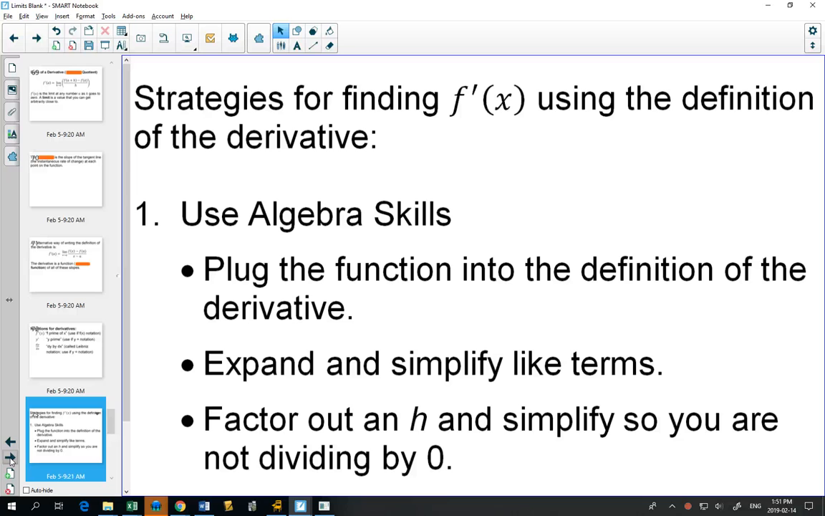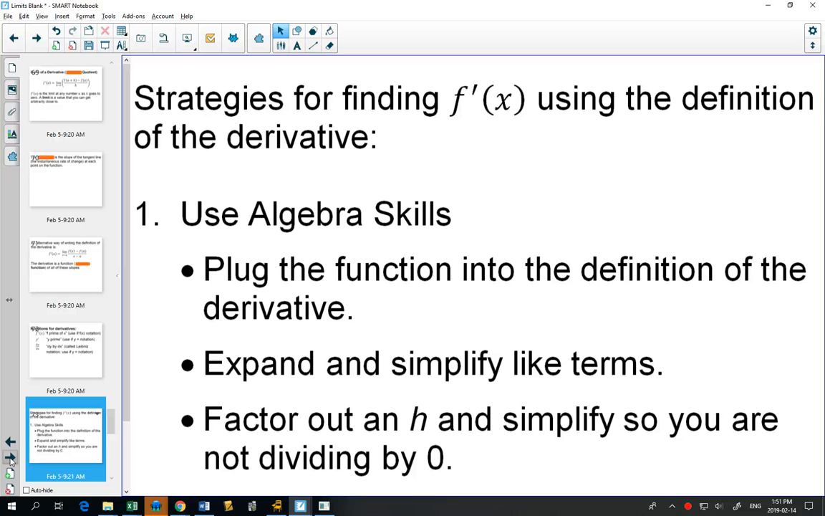So some strategies for finding the derivative using the definition. We're going to use our algebra skills just like we've developed in all of our limits all the way along. So we're going to plug the function into the definition with the x plus h plugged in. We're going to expand and simplify like terms until you can factor out that value of h, because remember, with a limit, you want to cancel out that thing on the bottom that's making you divide by 0. So if we're using the definition with the h on the bottom, you're dividing by 0, and you want to factor that out so that it goes away.